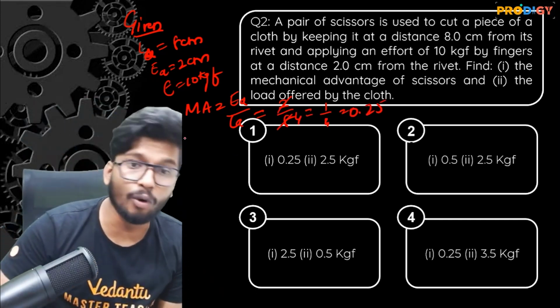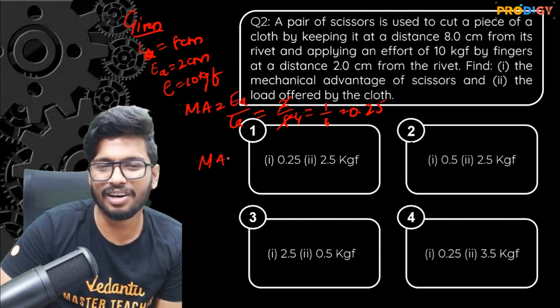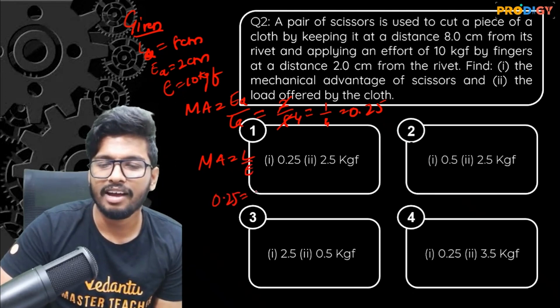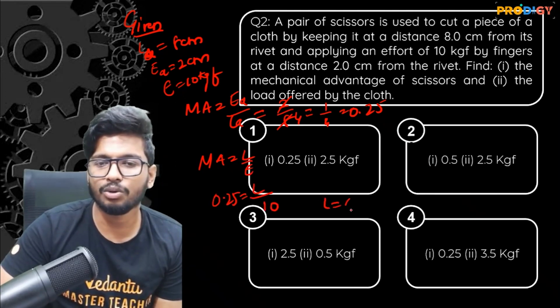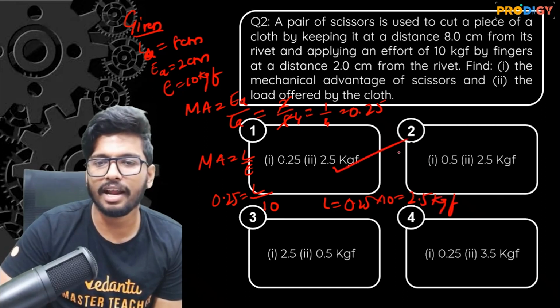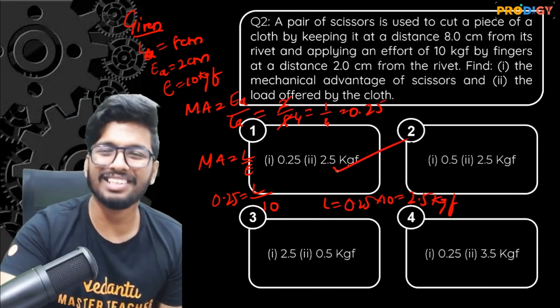Now to find out the load. Mechanical advantage is load by effort. Mechanical advantage is 0.25. Load is what you're asked to find out. Effort is 10. So load is equal to 0.25 into 10, which is nothing but 2.5 kgf. So the answer to this question is option number A. That's all. Super easy, guys.